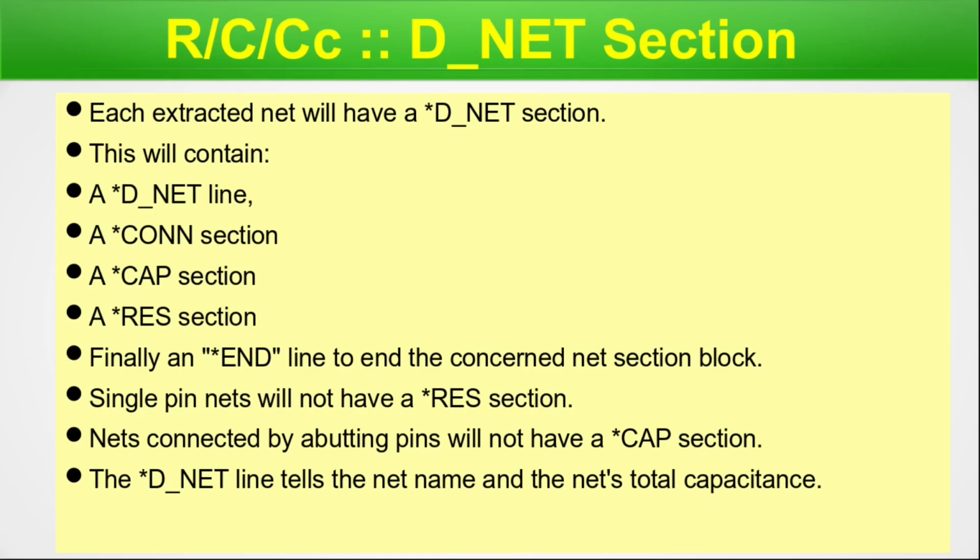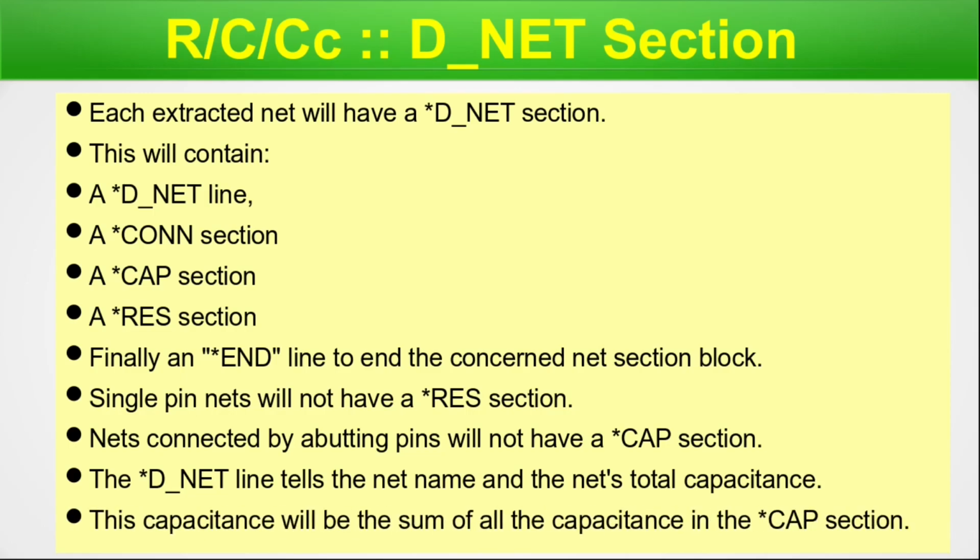So when this D_NET line is there, the last field will contain the total lumped capacitance of this particular net. The capacitance will be the sum of all the capacitances present in the *CAP section. So this lumped capacitance is the sum of all the capacitors present in the CAP section.